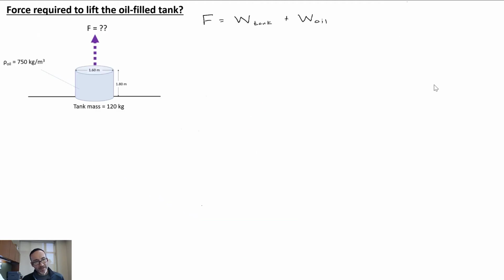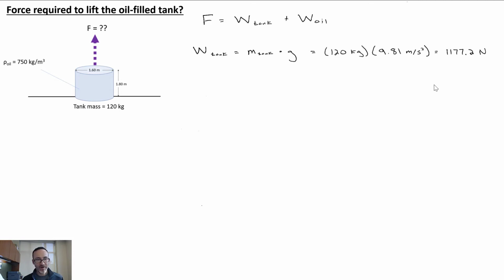Okay, so in this problem, the force F has two components. It's going to be the weight of the tank and the weight of the oil. We'll solve for each one of these individually. First of all, the weight of the tank is going to be the mass of the tank times g.